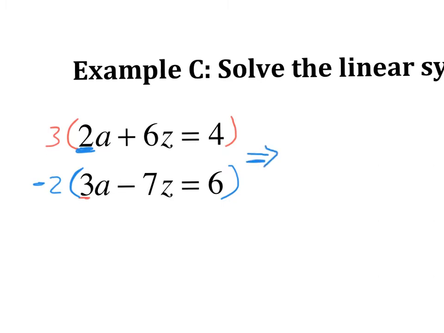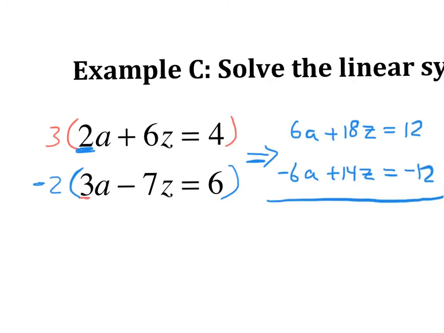So let me go ahead and multiply out. 6a plus 18z will give me 12. Down below, negative 6a plus 14z will give me a negative 12. So step number 1, I multiplied out to get opposite coefficients. Step number 2, I'm doing the adding. Now notice the 6a's drop out, so I'm left here with 32z equals 0. So z equals 0, and that's my step 3.